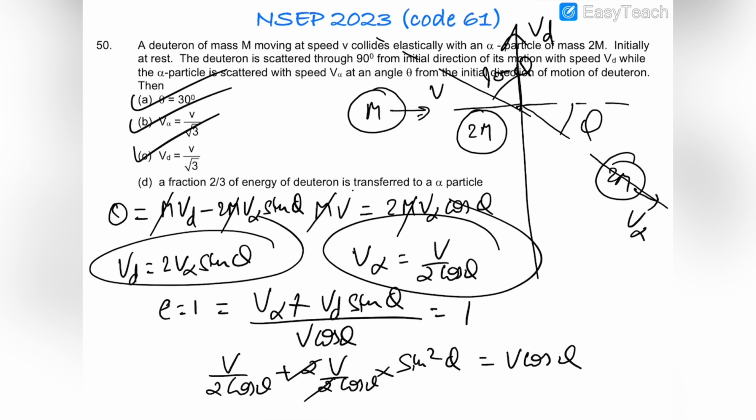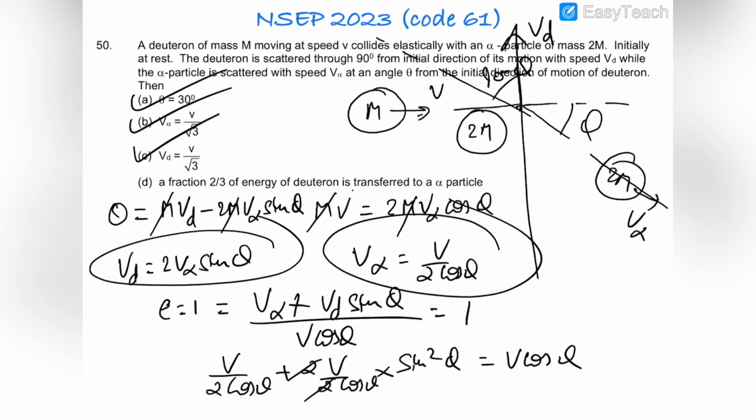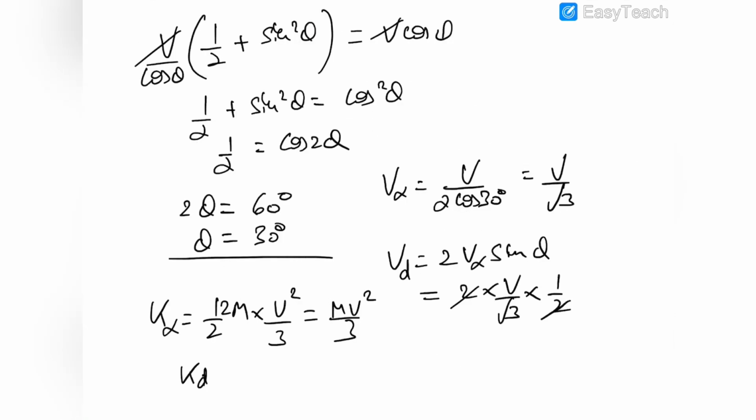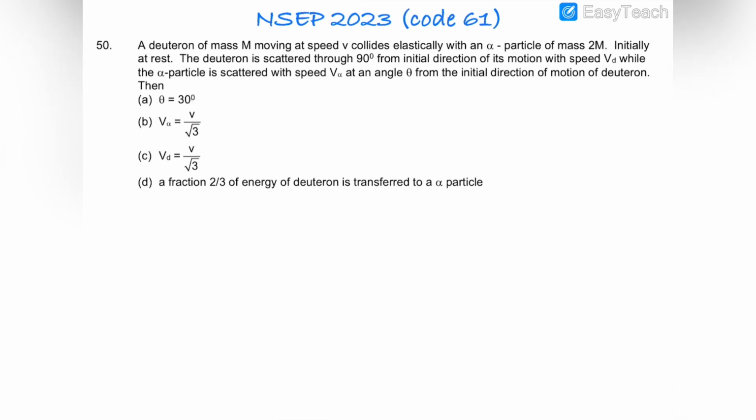And the fraction of 2/3 energy of deuteron is transferred to alpha particle. So kinetic energy of alpha particle is half into 2m into V alpha square. So this is mV square by 3, and kinetic energy of deuteron is half mV square. So you can see that 2/3 kinetic energy is transferred to the alpha particle. Okay, so the correct answer is A, B, C, D. Now we move on to the next question.